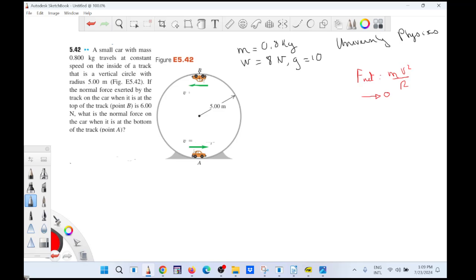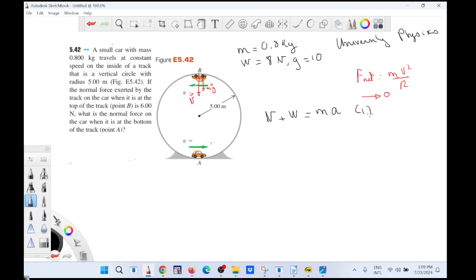So the normal force is always from the surface or the ground or the track to the system. The system is the car. So the normal force is going to go pointing down. So that's going to be your normal force here. And of course, the weight is down. So we have two forces that are pointing toward the center and that will provide the centripetal force, right? So we're going to have the normal plus the weight equals mass times acceleration.